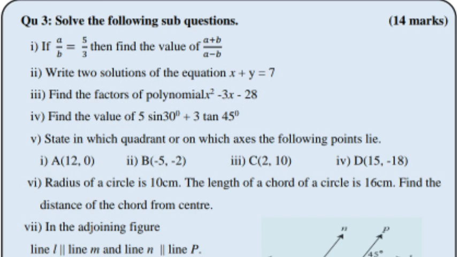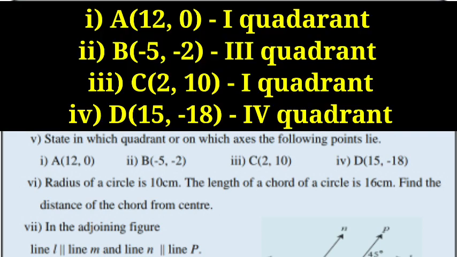Now next question, fifth. State in which quadrant or on which axis the following points lie. Here they had given us 4 points and we have to write on which axis they will lie. So first, A (12, 0). It will lie in first quadrant. B (-5, -2). Of course it will lie in third quadrant. Third, C (2, 10). It will lie in first quadrant, and D (15, -18). It will lie in fourth quadrant.